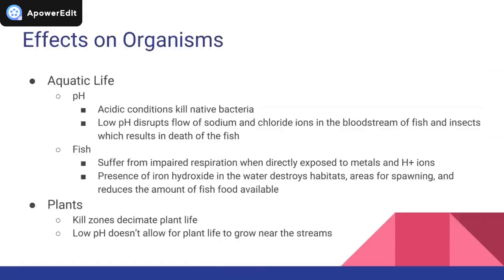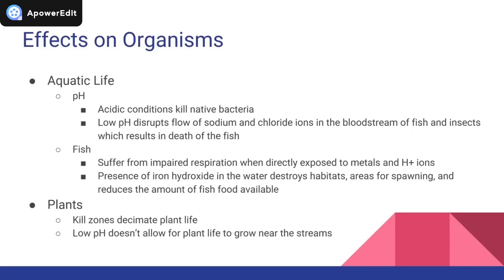So here we have some effects on organisms caused by AMD. We have effects on aquatic life and plants. For aquatic life, pH and fish are the most affected. For pH, the acidic conditions kill the native bacteria, which in turn affects the entire ecosystem. A low pH also disrupts the flow of sodium and chloride ions in the bloodstream of fish and insects, which results in the death of fish, which also impacts ecosystems that rely on fish as a food source.